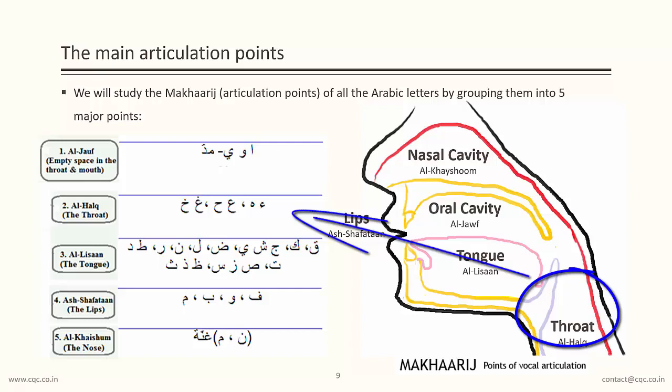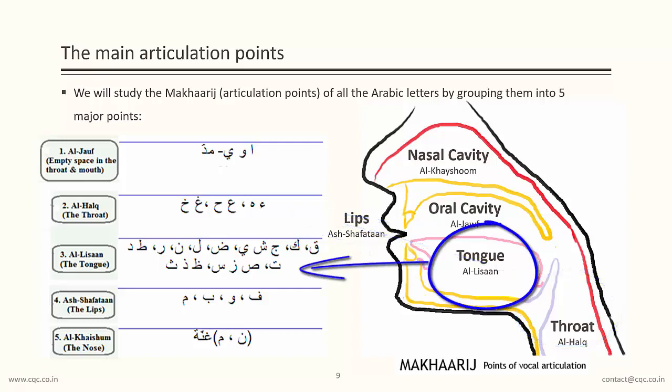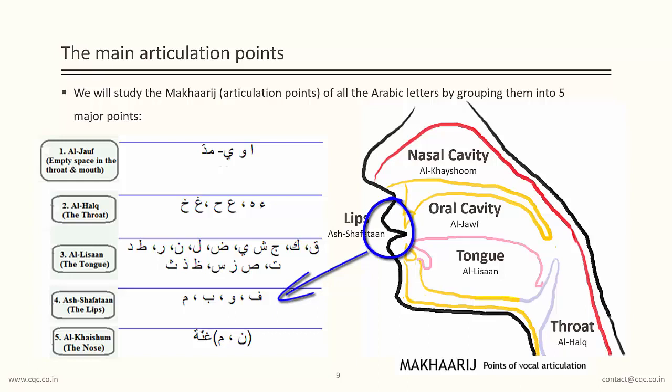We then have the tongue or the lisan, and you will see that the tongue is responsible for emitting 18 of the Arabic letters. All of these we will be studying in detail as to their specific makhraj or the articulation point. The fourth is Ash-Shafatan, the 2 lips. 4 Arabic letters are emitted from the lips.